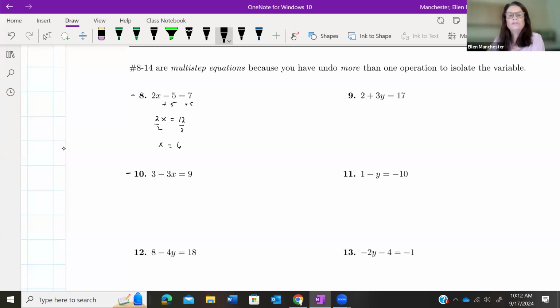And hopefully you'll do this so much that you see a pattern and you follow the pattern every single time. It's always going to be get rid of the plus or minus, and then multiply or divide. Plus or minus, multiply or divide.